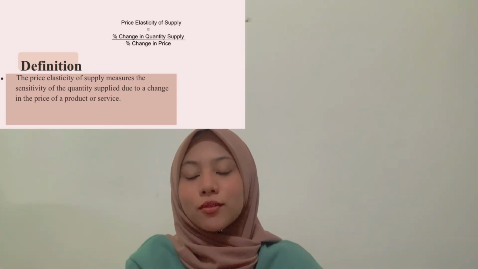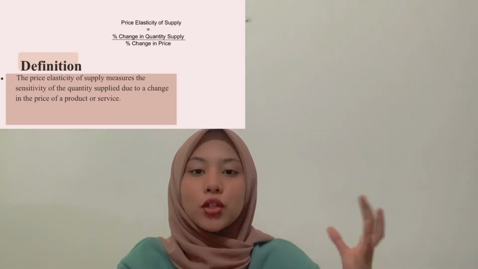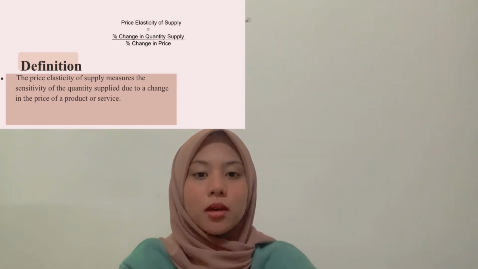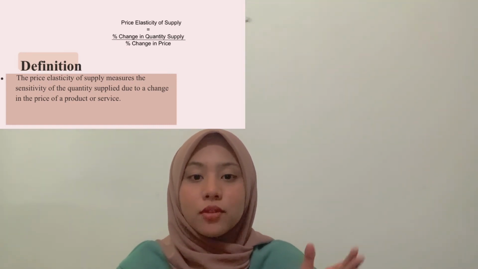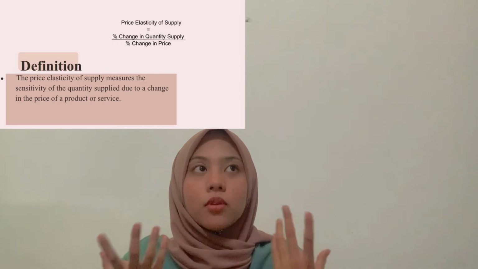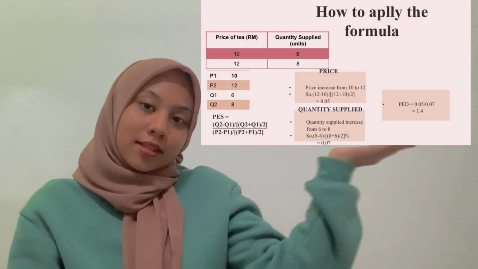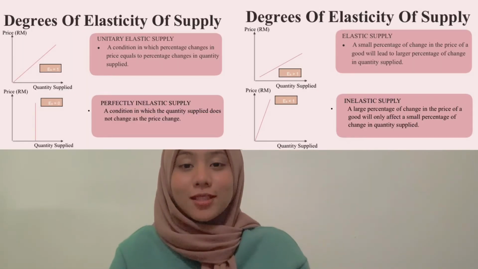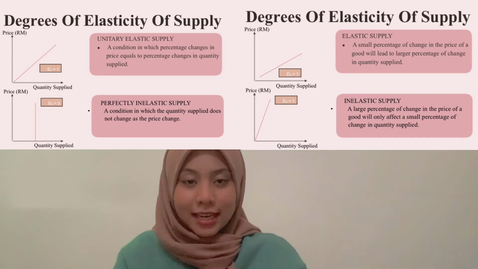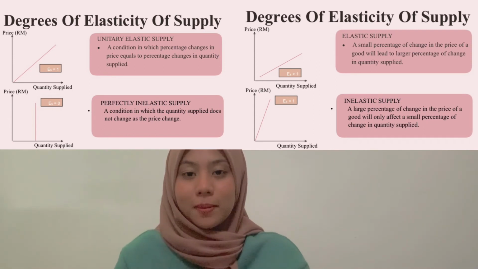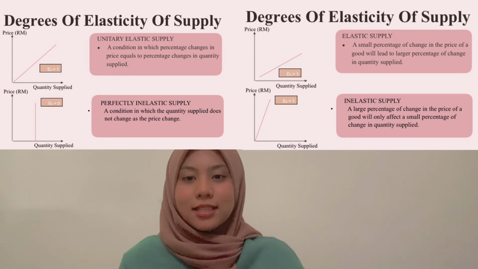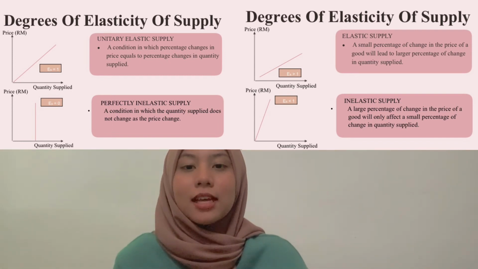The quantity of goods supplied can, in the short term, be different from the amount produced, as manufacturers will have stock which they can build up and run down. So here's the formula. There are 4 degrees of price elasticity of supply, which are elastic supply, inelastic supply, unitary elastic supply, and perfectly inelastic supply.